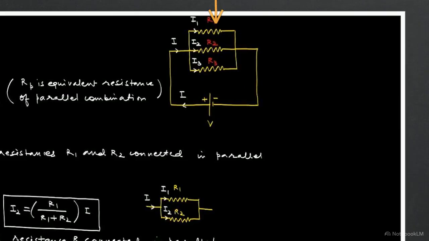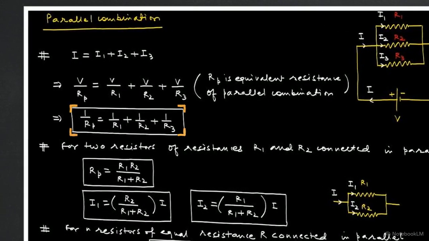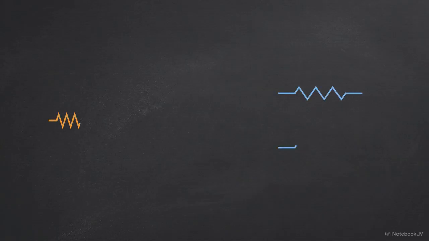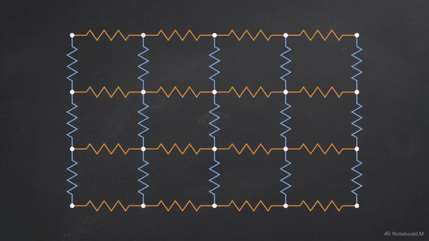In parallel combinations, voltage remains constant across branches while the current splits. This gives us the inverse additive formula. 1 over R sub P equals the sum of the reciprocal resistances. Many standard networks, no matter how intimidating, are compounded variations of these two fundamental behaviors.